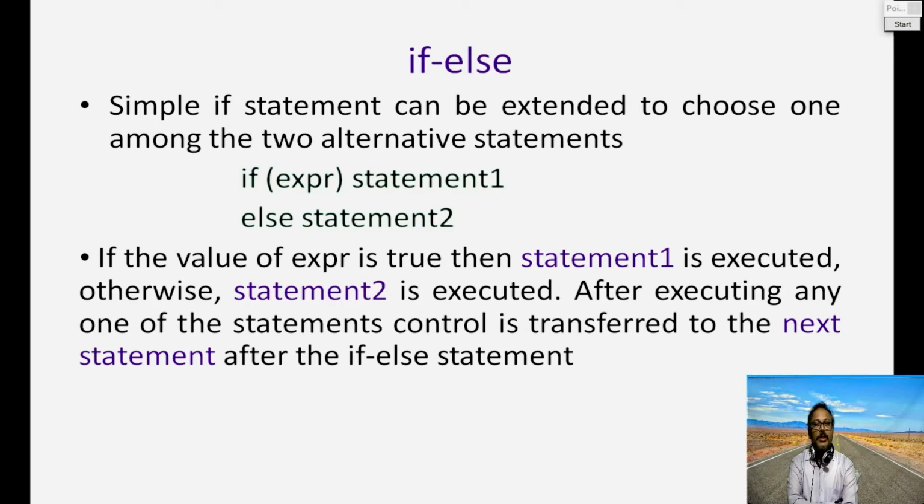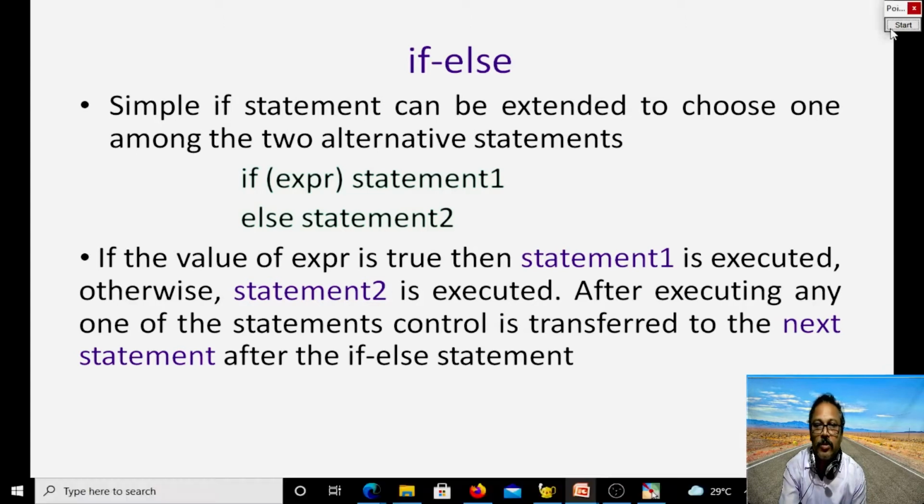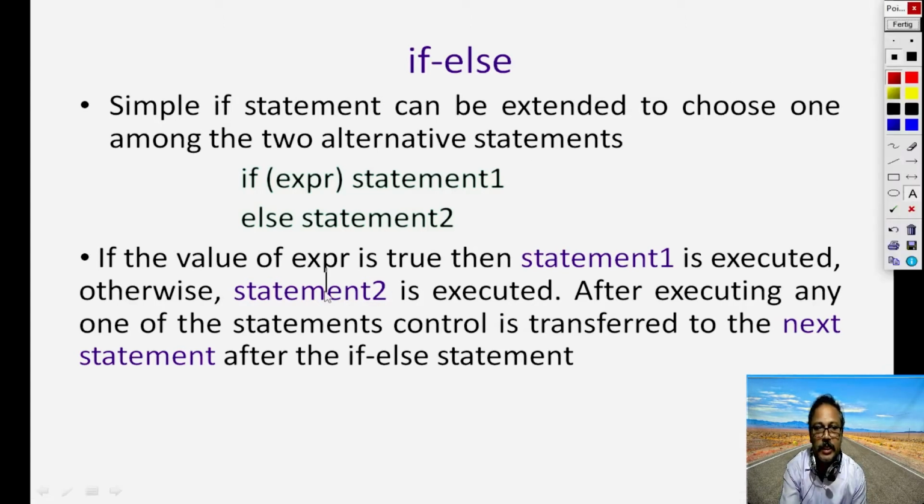If the value of the expression is true and statement 1 is executed, after that, where does the control go? Say here you have S3. If the expression is true, then statement 1 is executed. After that control goes to statement 3. That means after executing statement 1, go directly to statement 3, that is S3. If the value of the expression is false, then statement 2 is executed. After that, again control goes to statement 3.